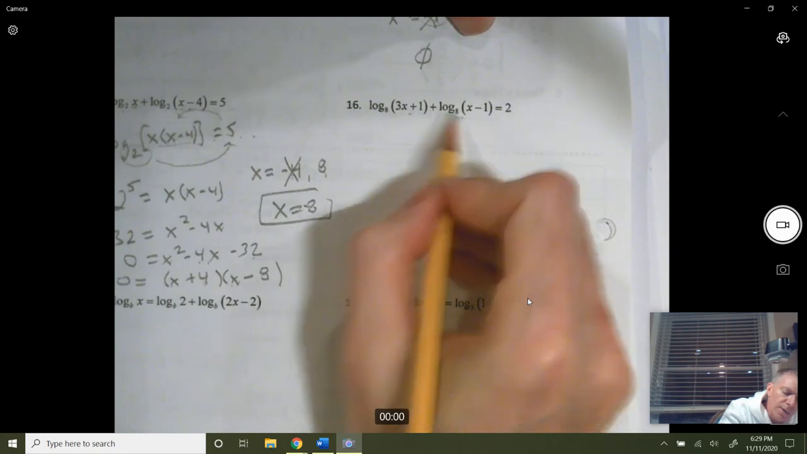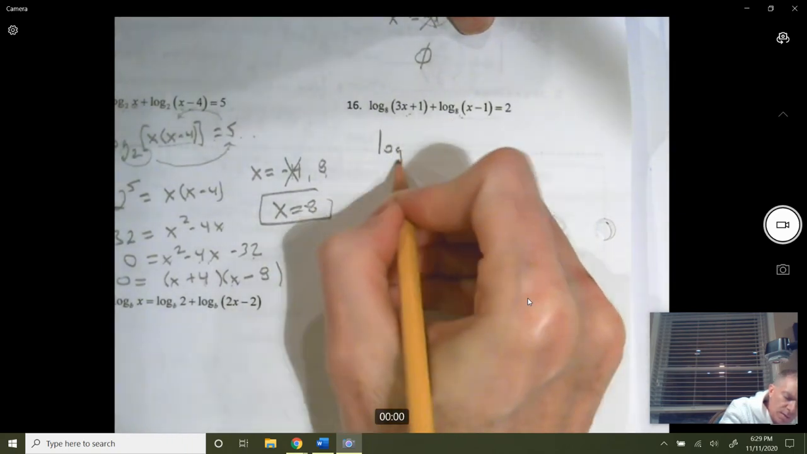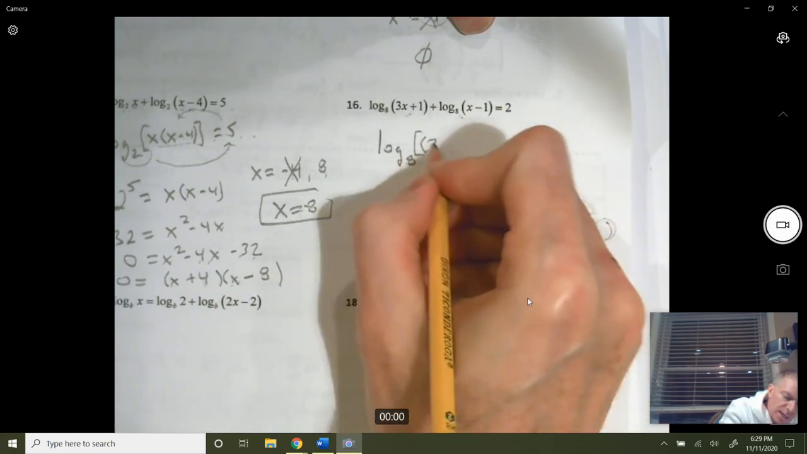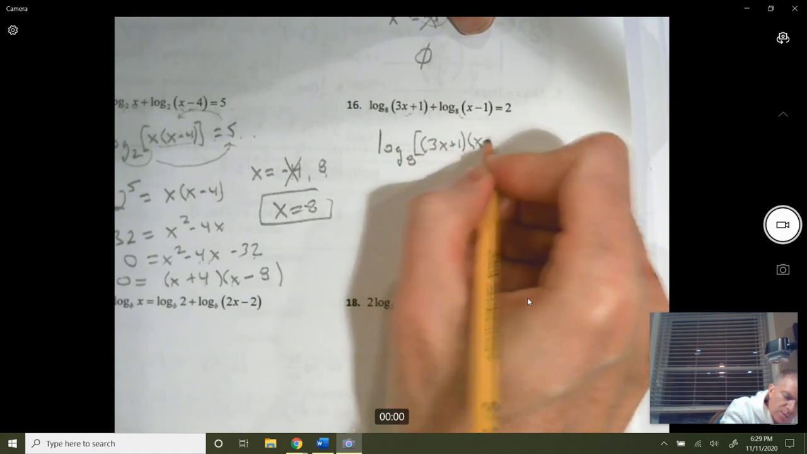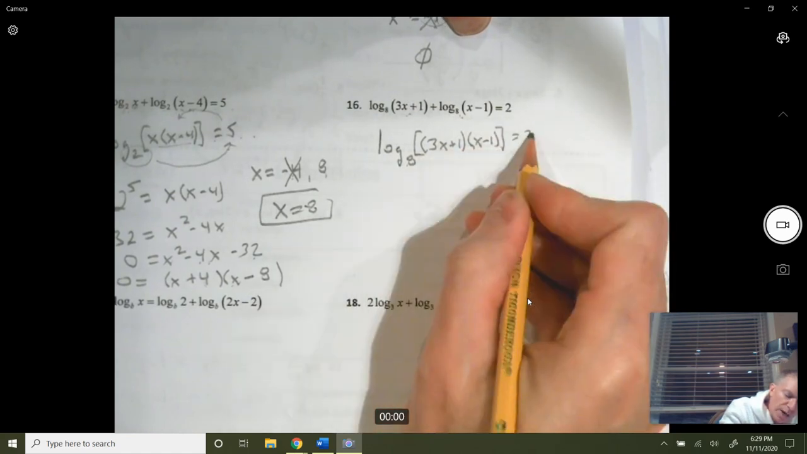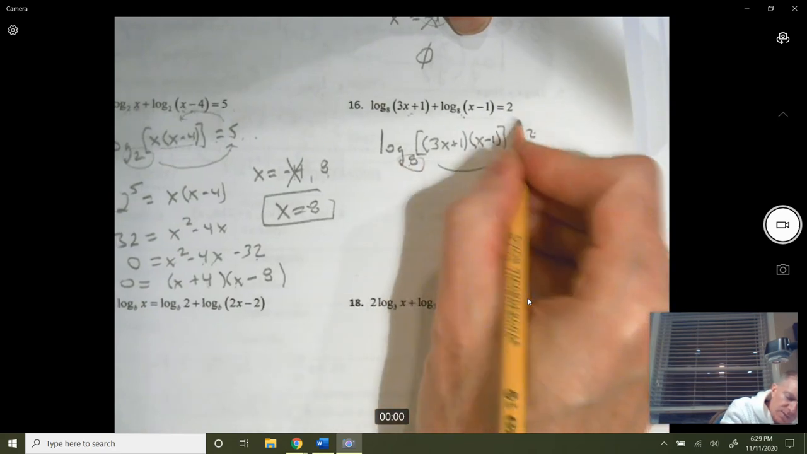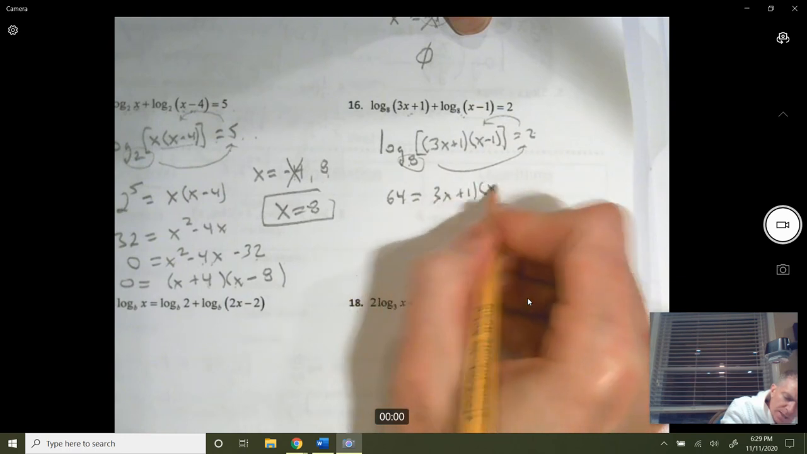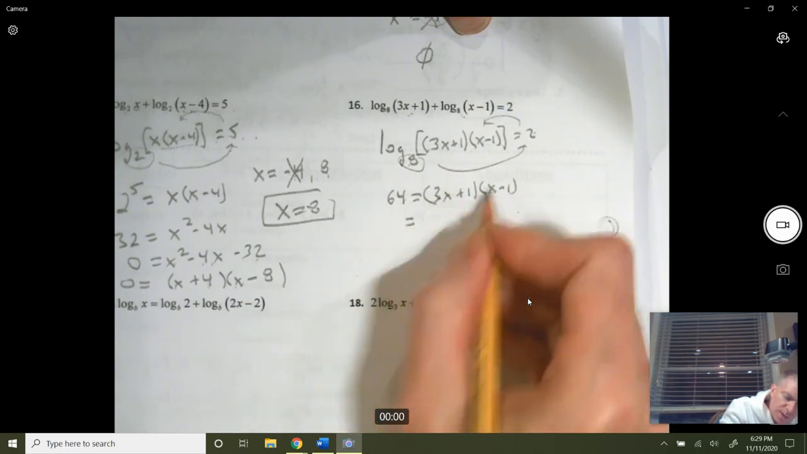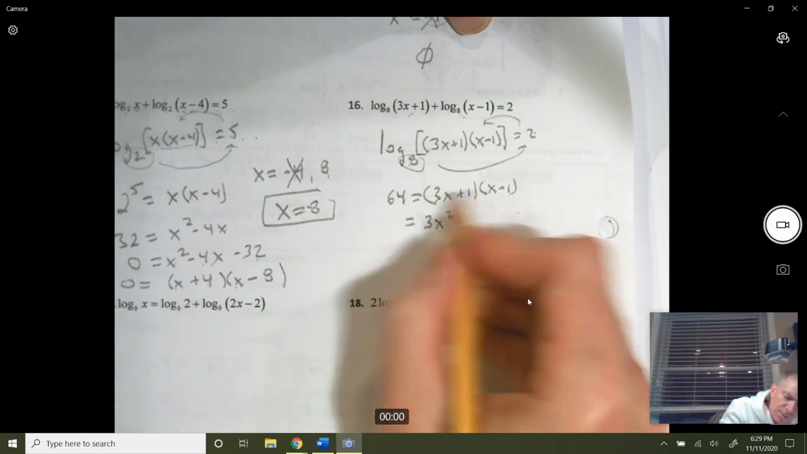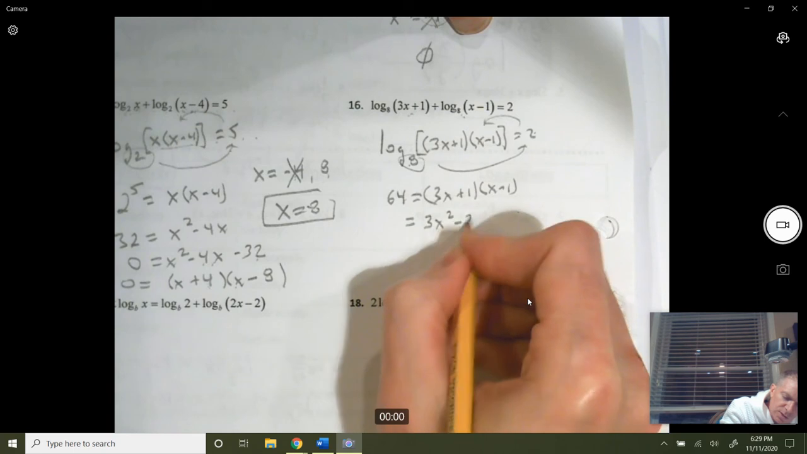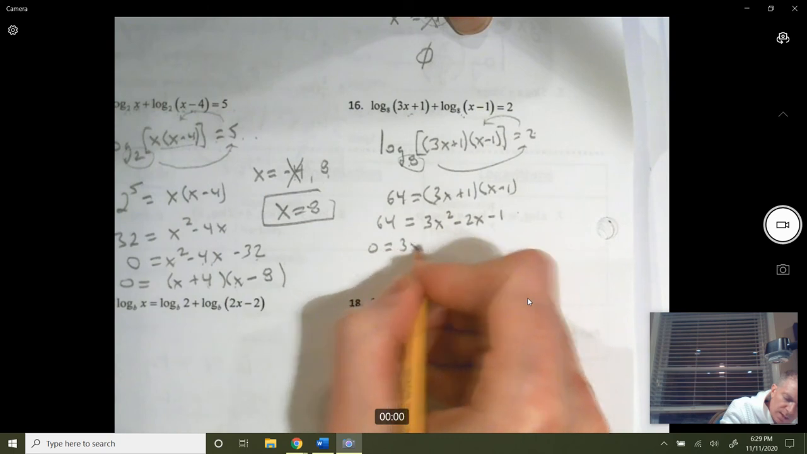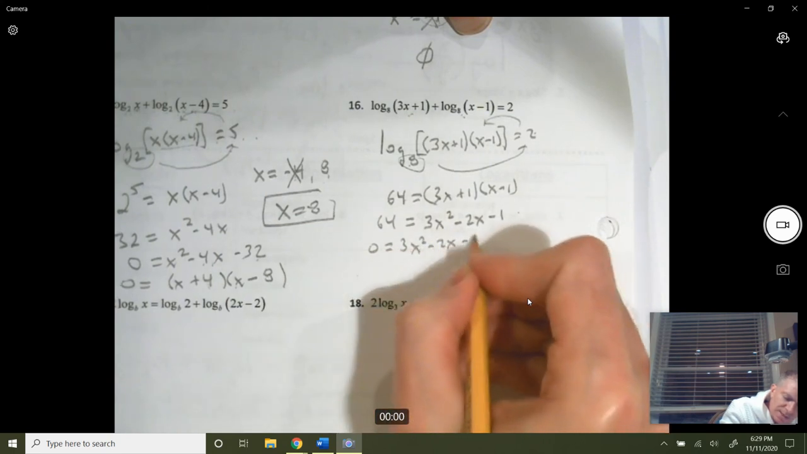Okay, so these two, I'm going to add these two logs together by multiplying the arguments. So that's going to be 3x plus 1 times x minus 1 equals 2. So that's 8 squared. 8 raised to the second equals this. So 64 equals 3x plus 1, x minus 1. Okay, let's multiply that out. 3x squared minus 3x plus 1x, so minus 2x minus 1 is 64. So 0 equals 3x squared minus 2x minus 65.